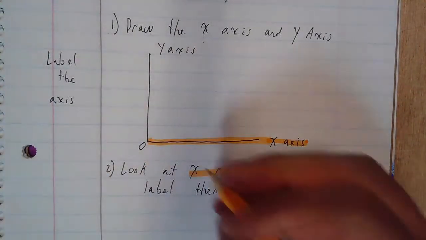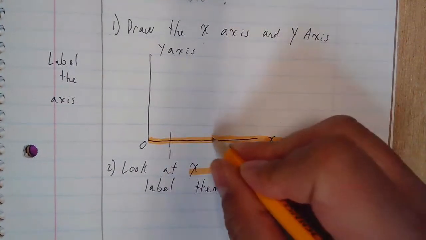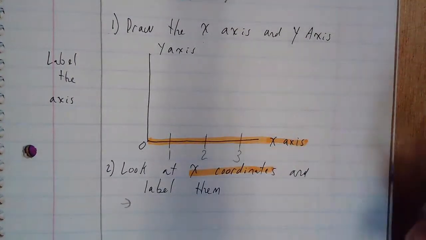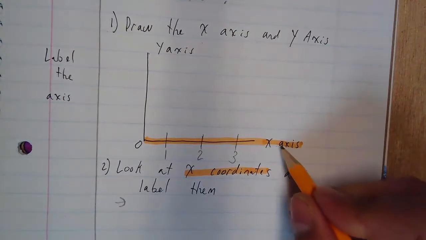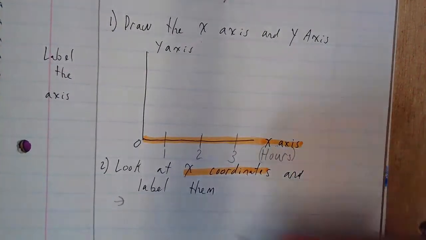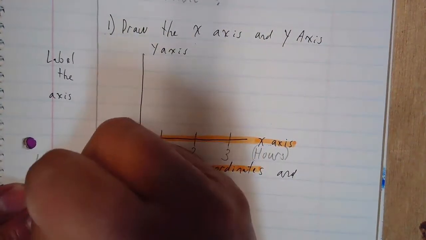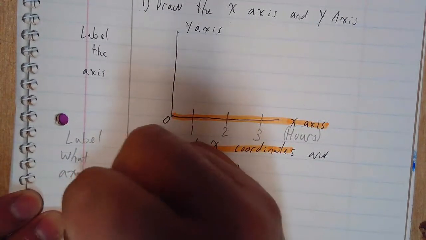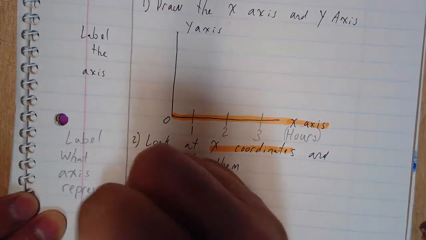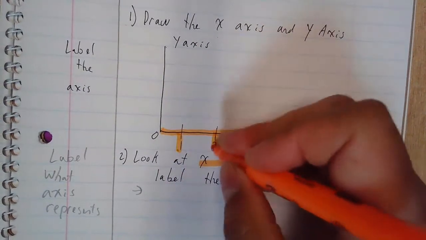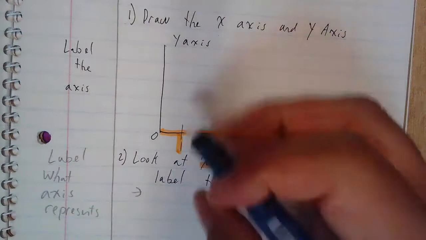If you look at the previous example, what did we have? We had 1, 2, and 3, right? 1, 2, 3. But also, the x-axis represents what? The x-axis represents hours. So again, I'll put that here. Label what the axis represents. All right. So there we go. 1, 2, 3. And I'm just going to make it a little darker.